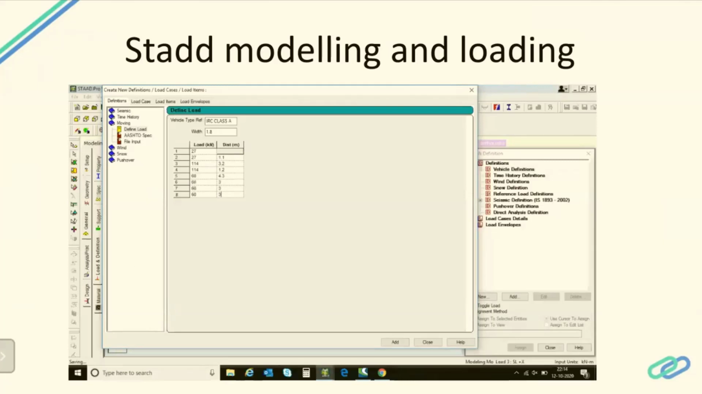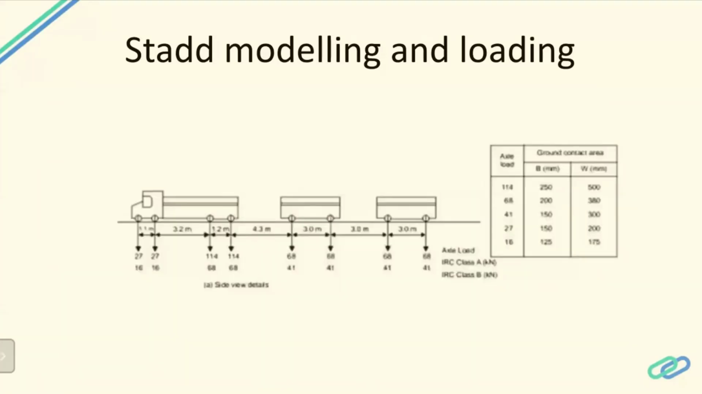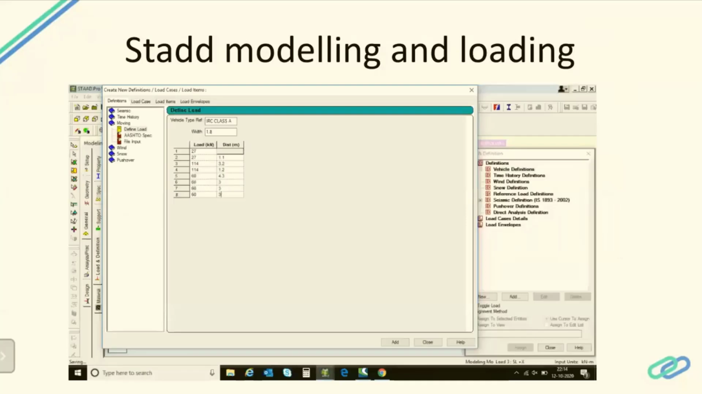Okay, 27, 1.1. The distance between the first load and second load is 1.1. And the difference between the 27 and 114 is 3.2. You can see the previous image. So how this is entered is in one column, we have loads. You have to enter all the axial loads in serial number.